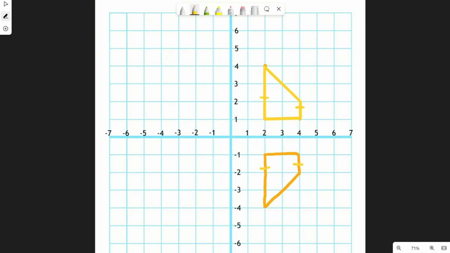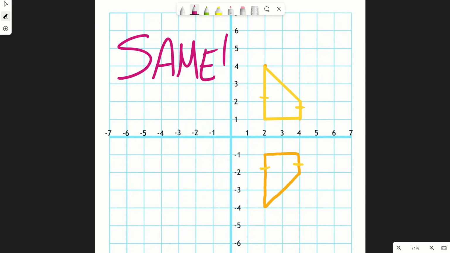What do we realize about our shapes and our angles? They are the same. When we reflect, our angles and sides stay the same. They don't move. They don't change. Our transformations, we keep same sides, same angles all the time. That's how we know that we're doing our transformations correctly, is we have same sides, same angles.